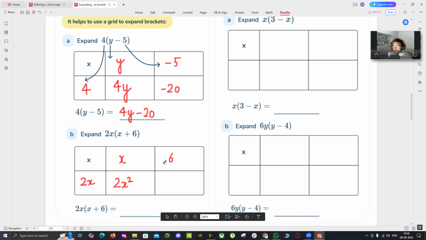Now this is plus 6. Now we have 2x here and 6 here, so it will be 6 2s are 12, 12x. There's no negative sign there, so the answer will be 2x squared plus 12x.